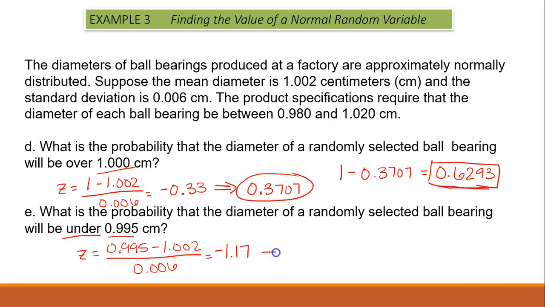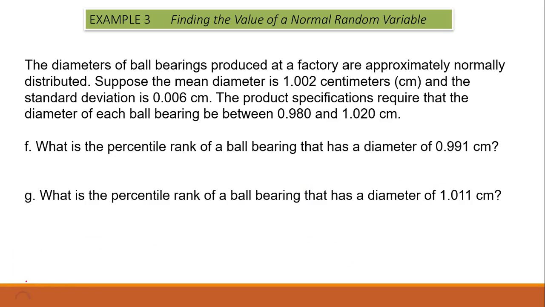And it corresponds to this area right here on our z-tables. So 0.1210. Now let's look at another one. Hopefully y'all are getting the understanding of the flow of all this happening now.